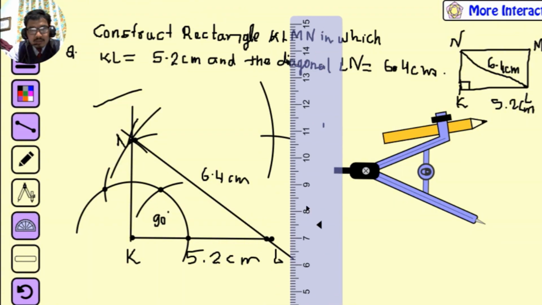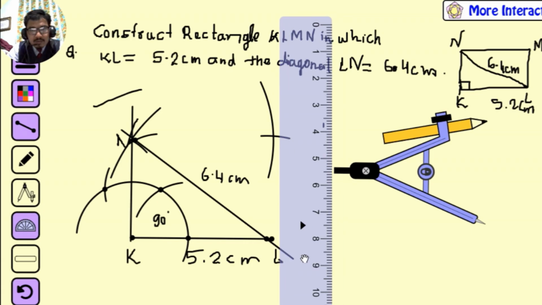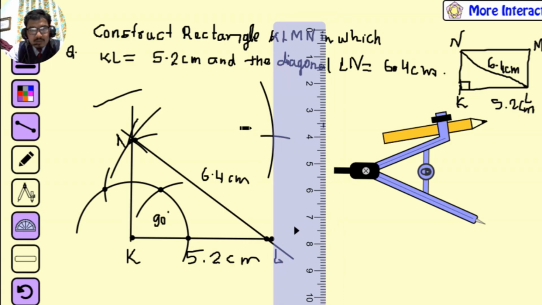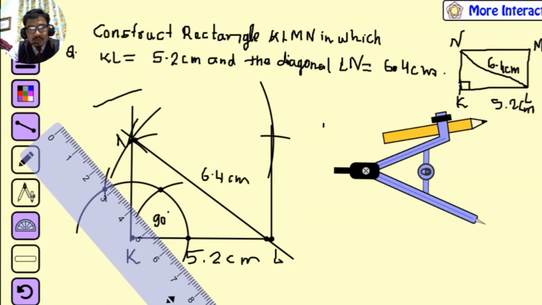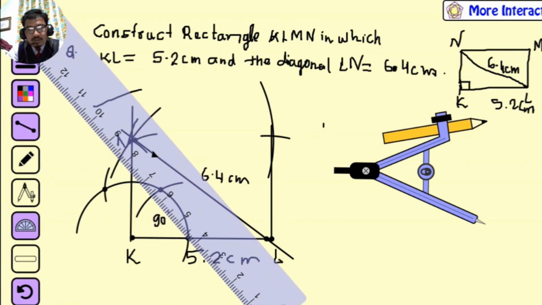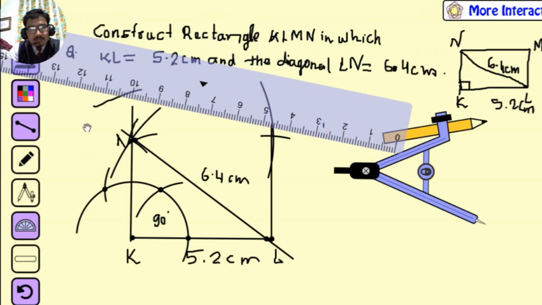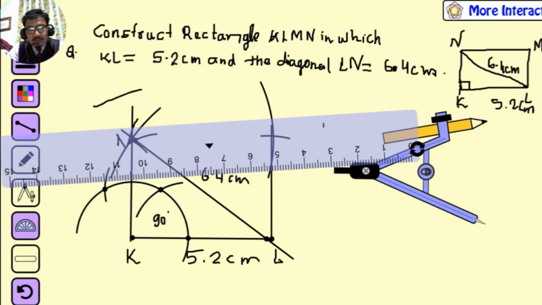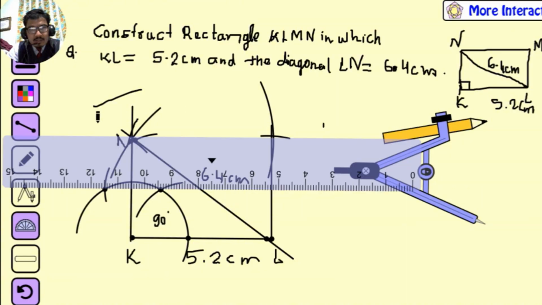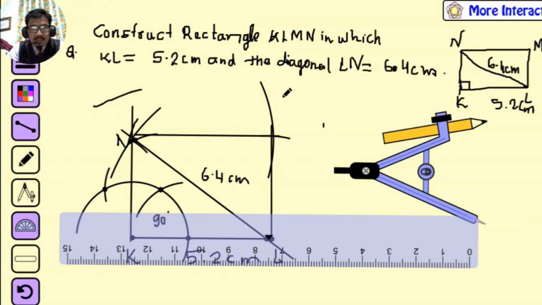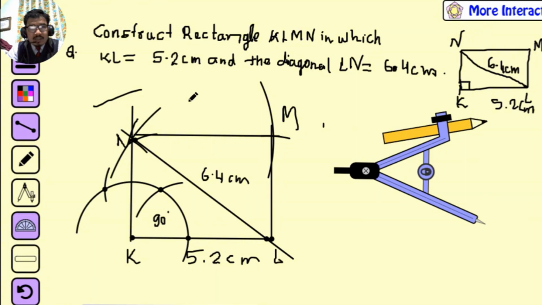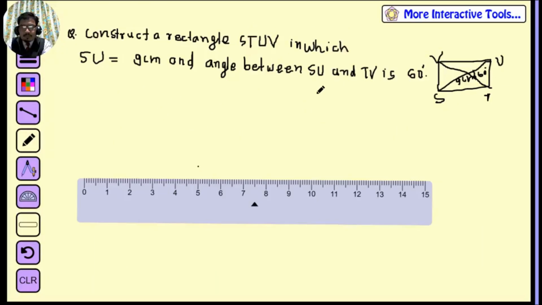See here once, join this line, and after that join here. This side is joined now, and this is the required rectangle, KL, this is M, and that N. This is the process to draw a rectangle of this type.